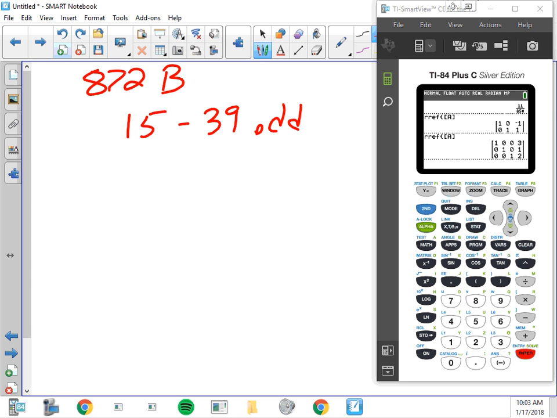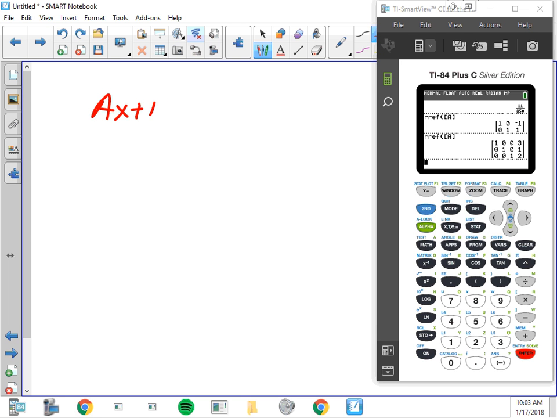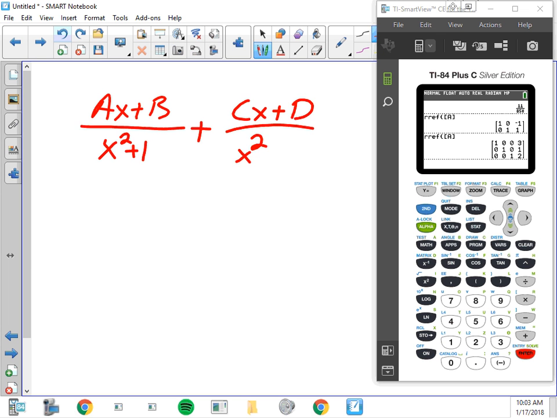So what would the partial fractions be on 33? It would be ax plus b over x squared plus 1, plus cx plus d over x squared plus 1 squared.